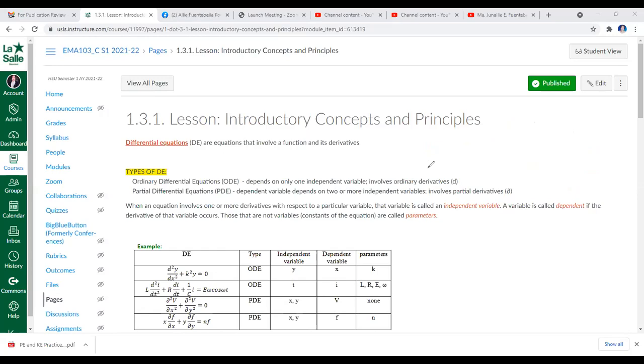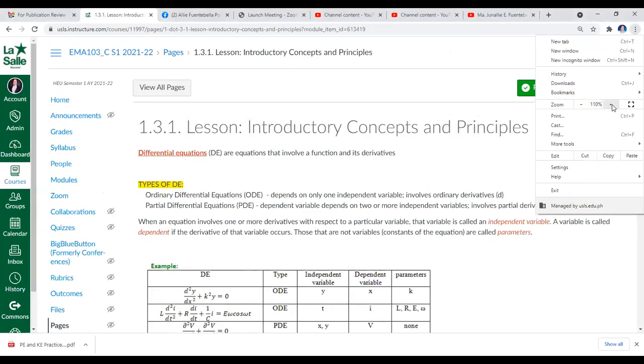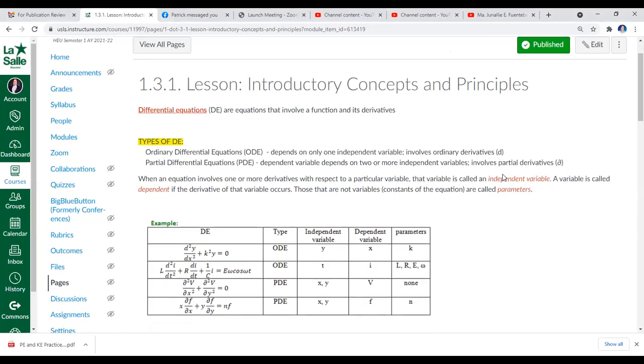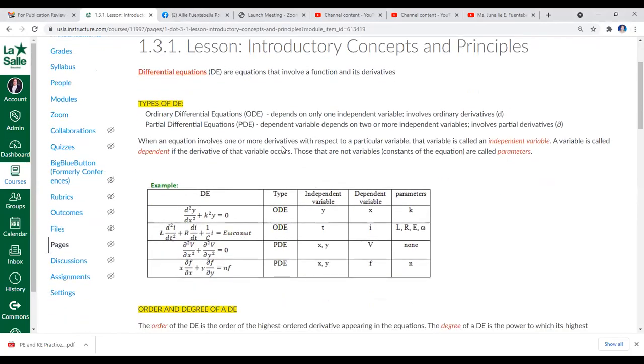Now, in terms of the types of DE, we have two. Excuse me, guys, I'll just increase the percentage so it would be bigger. So we have two. One is the ordinary differential equation. In here, your dependent variable depends on only one independent variable. So it involves ordinary derivatives only.